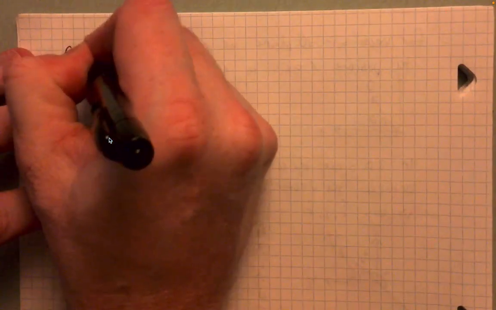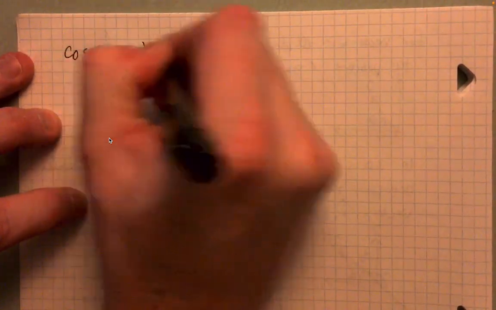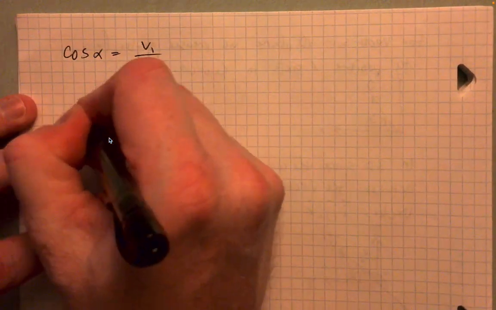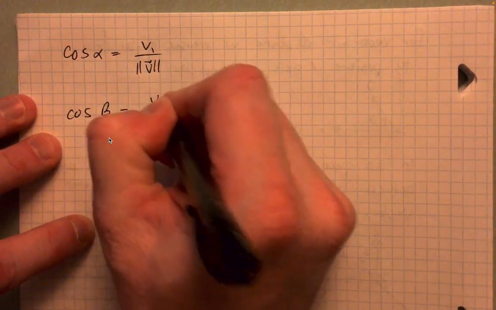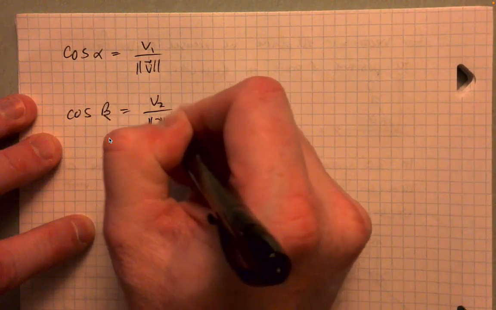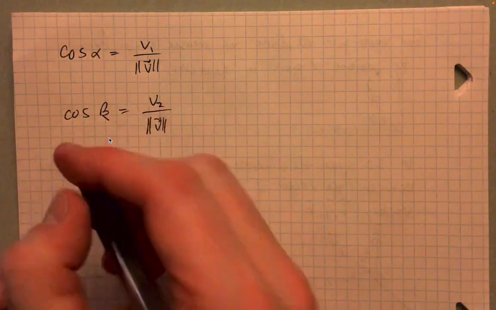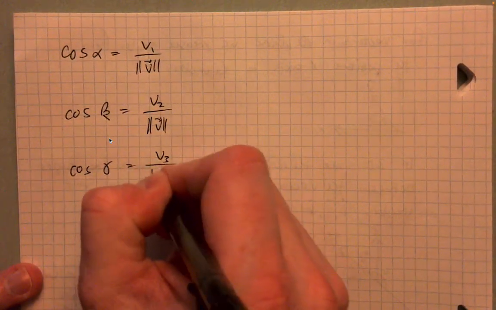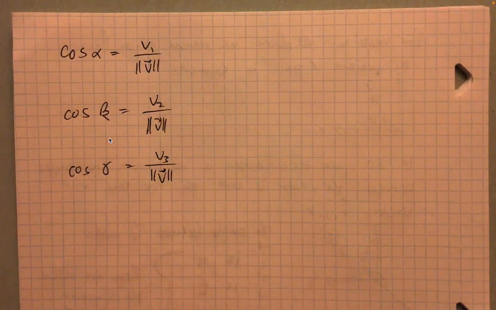We can do it with the other direction cosines as well, and so we have cosine of alpha is equal to v1 over the norm of v. We also have that the cosine of beta will be v2 over the norm of v, and also that cosine of gamma will be v3 over the norm of v.